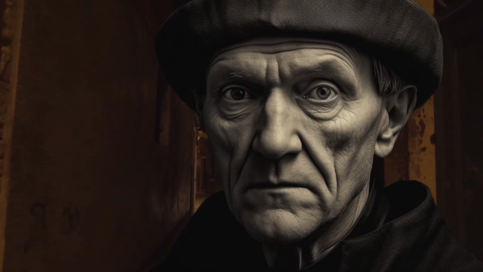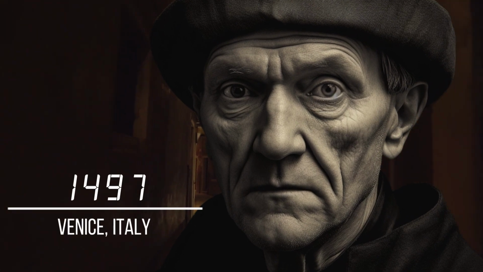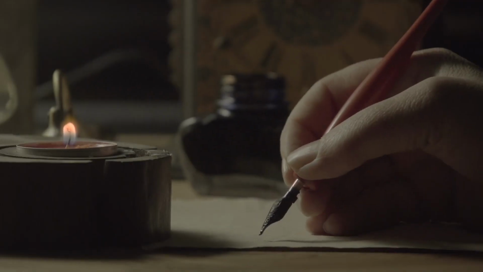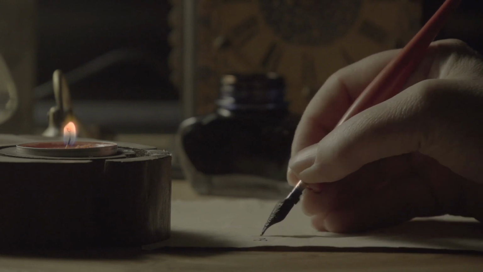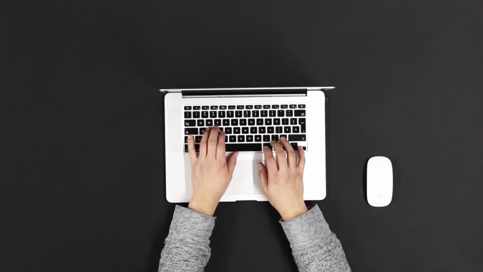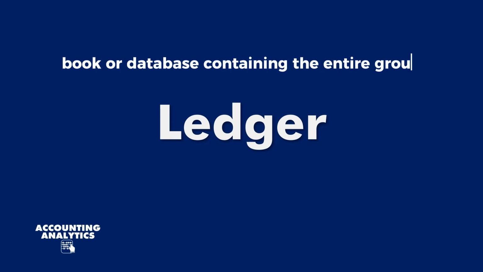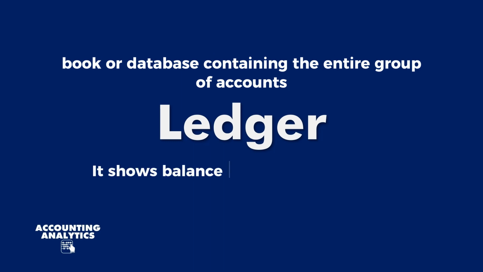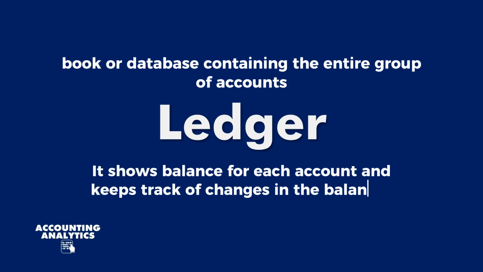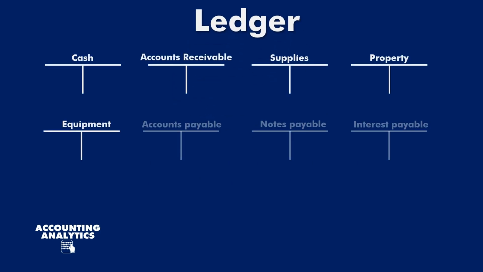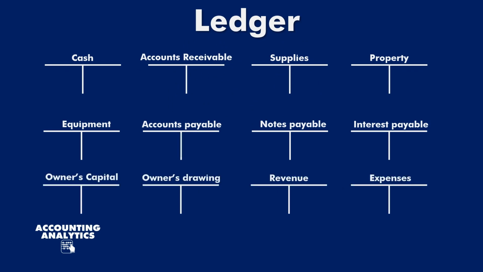Luca Pacioli introduced the double entry bookkeeping in 1497, and since then, companies and banks began using ledgers as a record for their financial activities. The accounting process today is computerized. The time needed and the error margin are dramatically reduced, but the core concepts are relatively the same. You can think of the ledger as a book containing the entire group of accounts maintained by a company. It shows the balance in each account and keeps track of changes in these balances. It has asset accounts, liability accounts, and equity accounts.